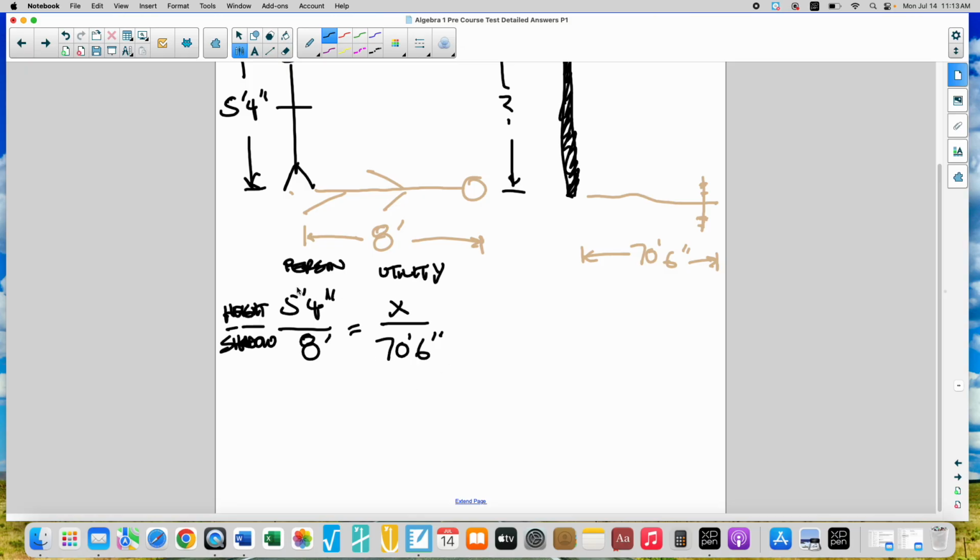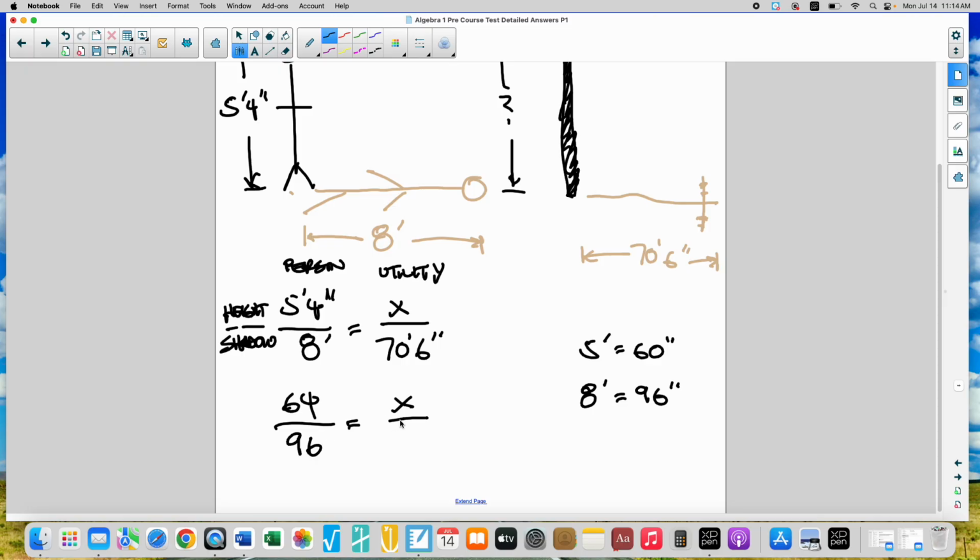All right, now we can't have these dual units, 5 feet 4 inches, so we're going to convert them all to inches, convert them all to feet, whatever. It's probably easier to convert them to inches. So 5 feet is equivalent to 60 inches, because there are 12 inches in every foot. 12 times 5 is 60. So plus the 4 inches gives me 64 inches. 8 feet is equivalent to 96 inches.